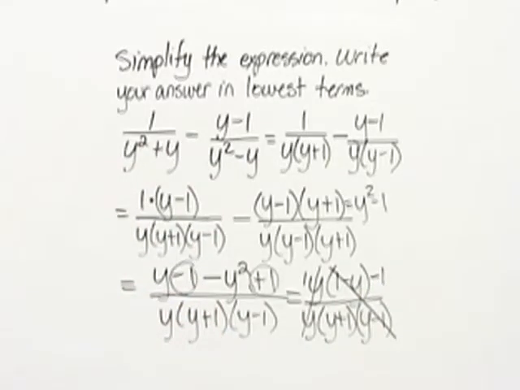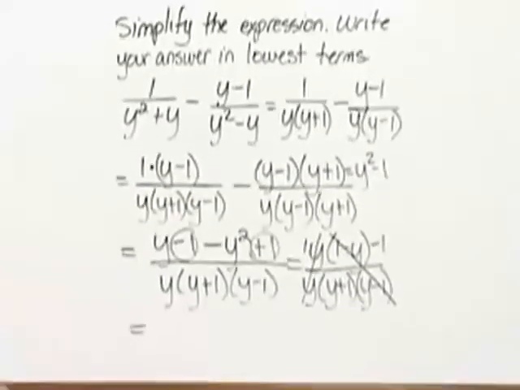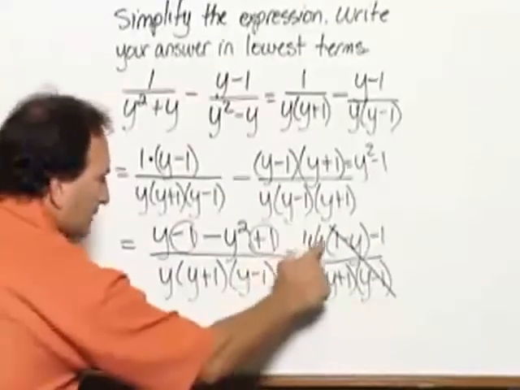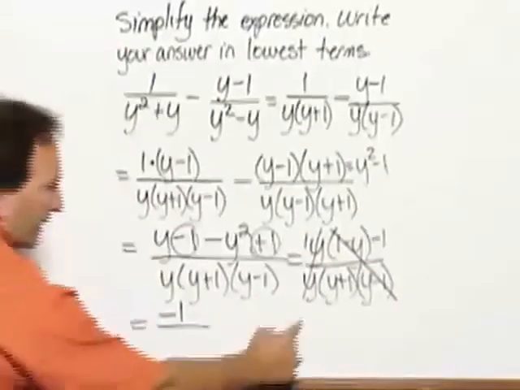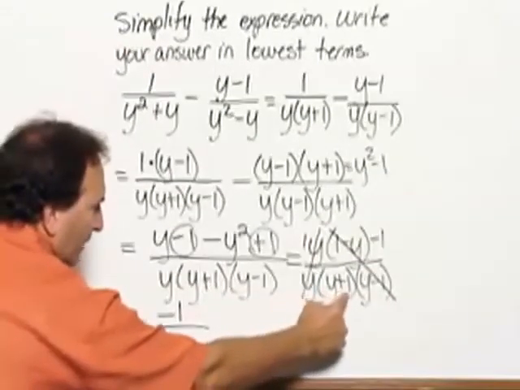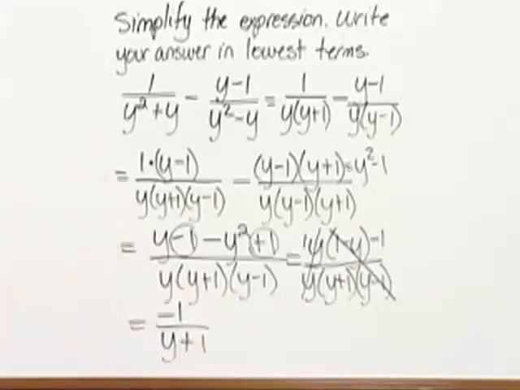And so, therefore, our answer to this particular simplification is 1 times negative 1, over, in the denominator, 1 times 1 plus y times 1, or in other words, y plus 1. So our answer, negative 1 over y plus 1.